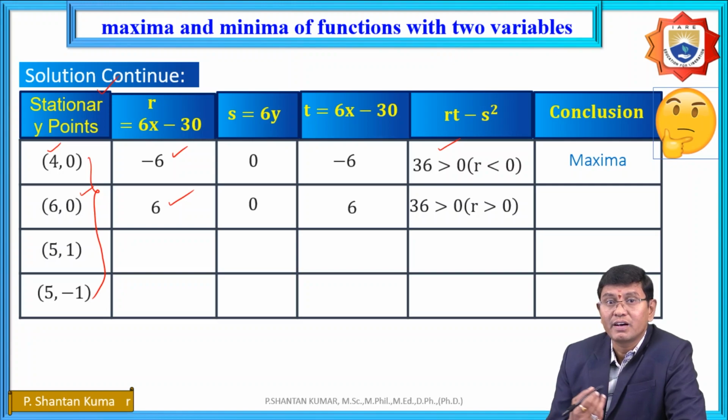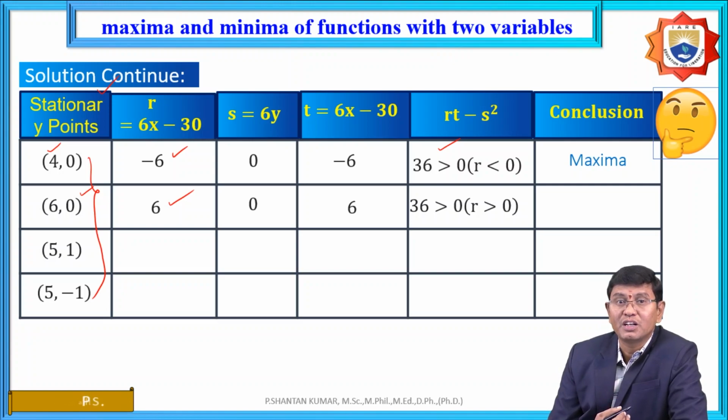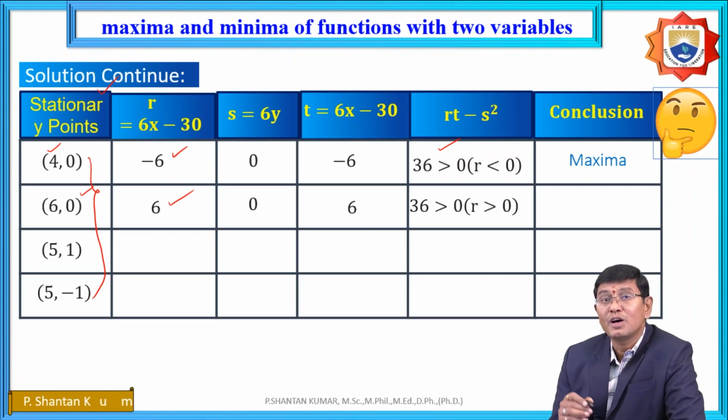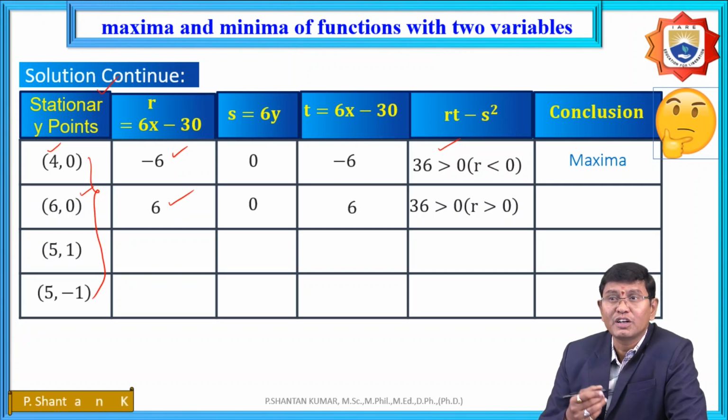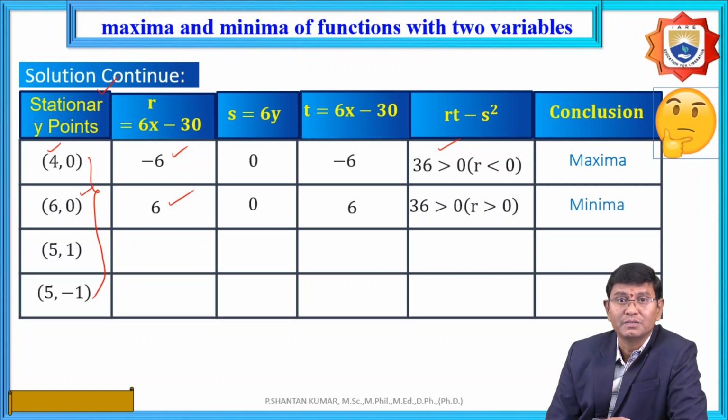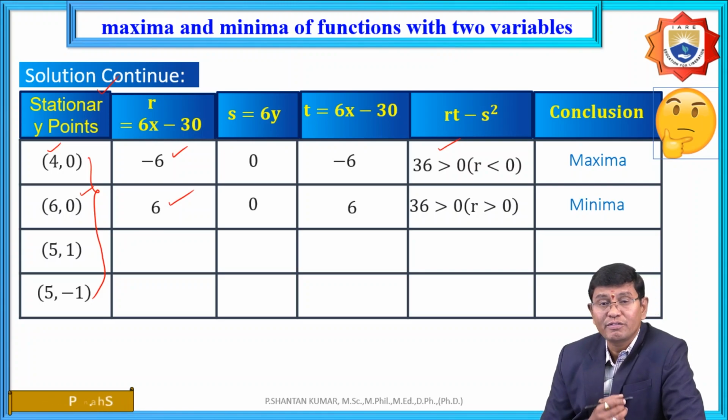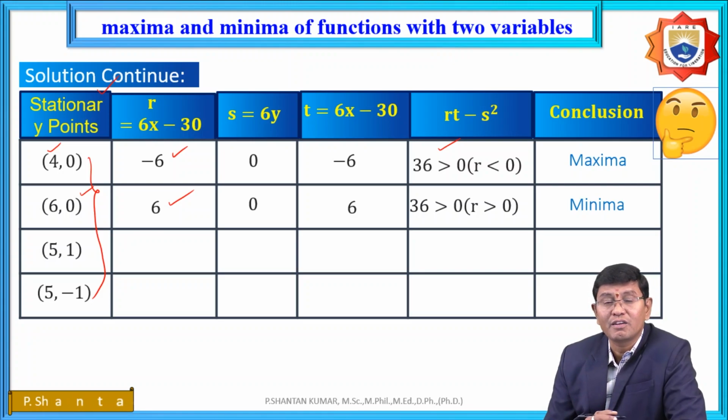Therefore, according to the working rule, rt minus s square is greater than 0 and moreover r is also greater than 0. The function is said to have a minimum. And similarly, at the point 5 comma 1, we need to substitute into the r function.